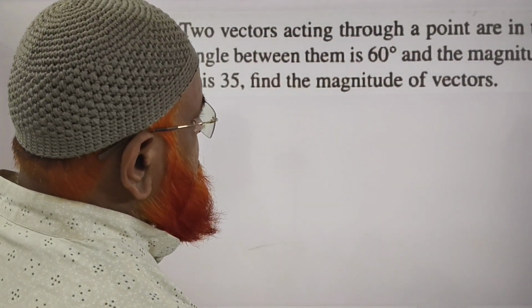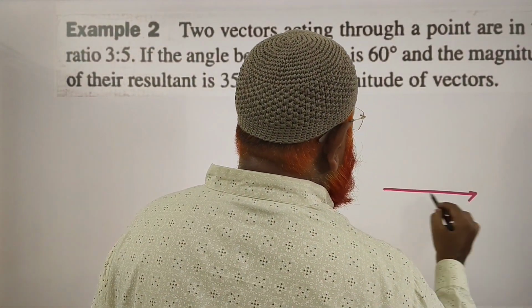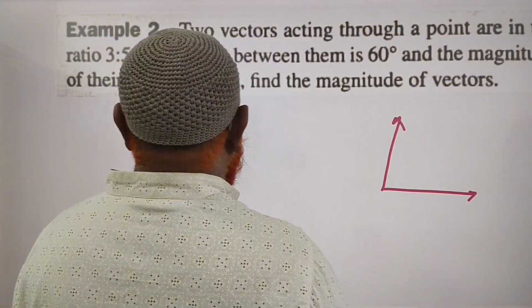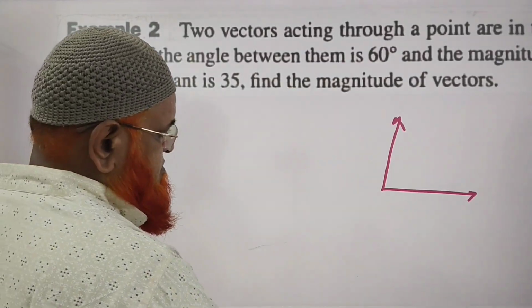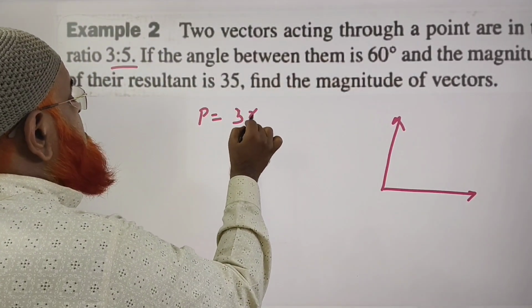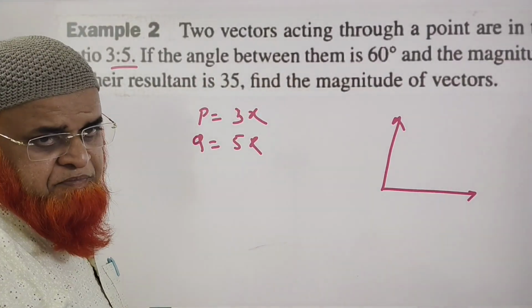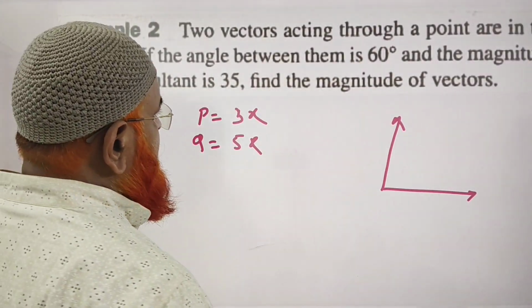Two vectors acting through a point. They are in the ratio. This is one vector, this is another vector. The ratio is given as 3 and 5. So can we take the vector p as 3x and vector q as 5x, because they are in the ratio. I have taken it like this.